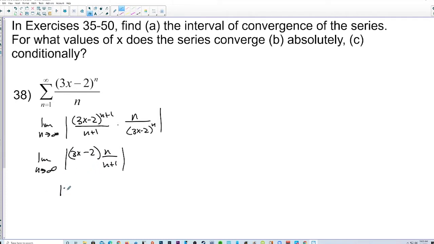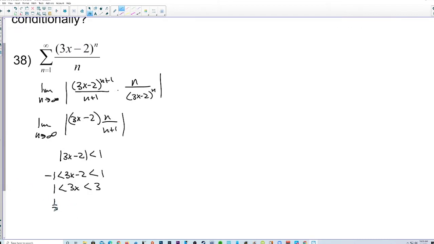Now when we do the limit on n, we get 1. So the absolute value of 3x minus 2 has to be less than 1. We have negative 1 is less than 3x minus 2 is less than 1. Let's add 2. We get 1 is less than 3x is less than 3. And then we get 1/3 is less than x is less than 1. So the interval of convergence so far absolutely is 1/3 to 1.